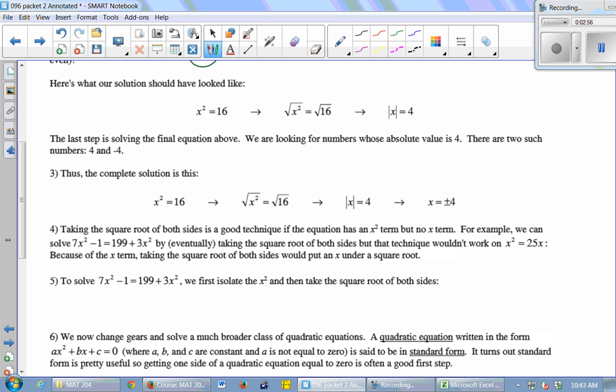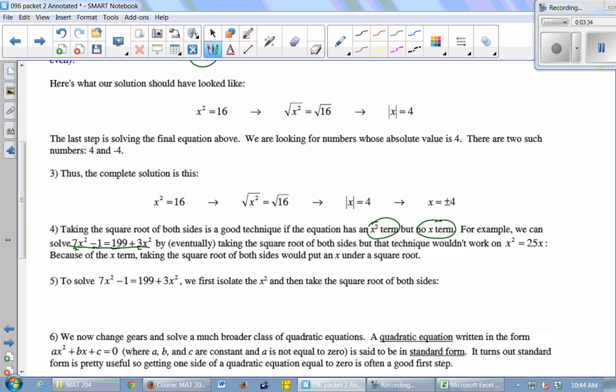All right, so taking the square root of both sides is a good technique if the equation has an x squared in it. It's got to have an x squared term, but it has to have no x term. It won't work if you have a term with just a plain old x, as opposed to an x squared. So for example, this one I could solve eventually by taking the square root of both sides, because there are no x terms. Every term either has an x squared or is just a plain old number, right? This term has an x squared. This is a number. This is a number. This term has an x squared. Every term has to be either an x squared or a number.